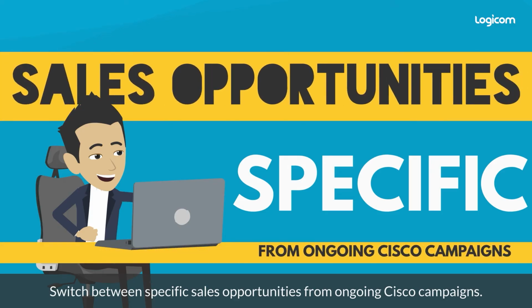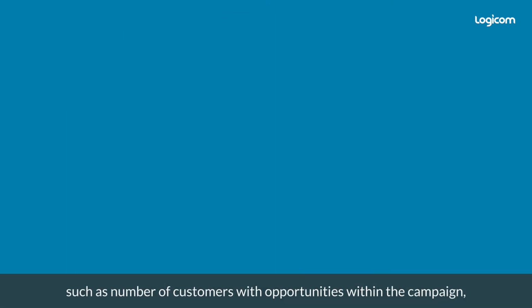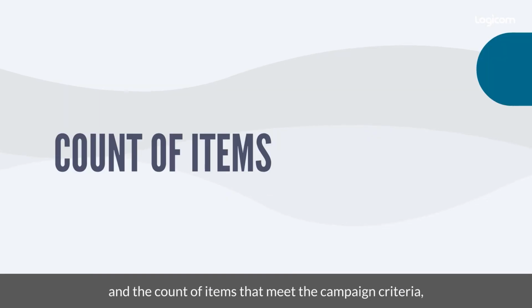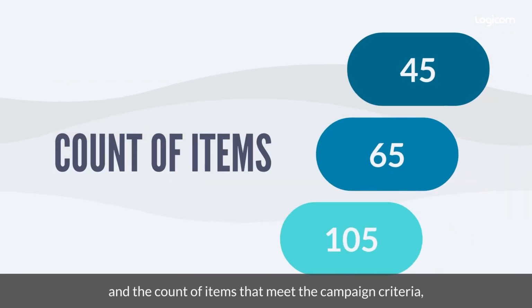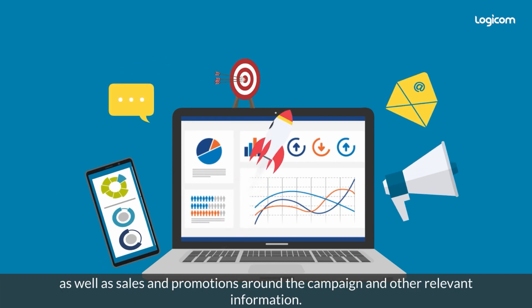Campaigns. Switch between specific sales opportunities from ongoing Cisco campaigns. All campaigns show high-level information such as number of customers with opportunities within the campaign and the count of items that meet the campaign criteria, as well as sales and promotions around the campaign and other relevant information.